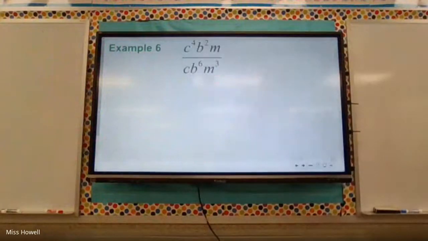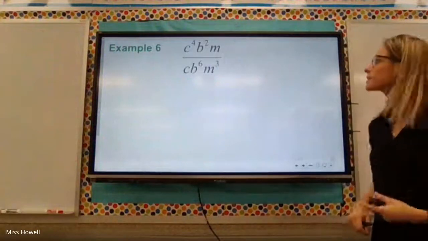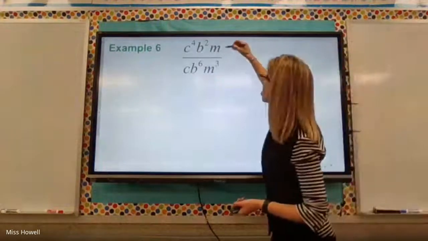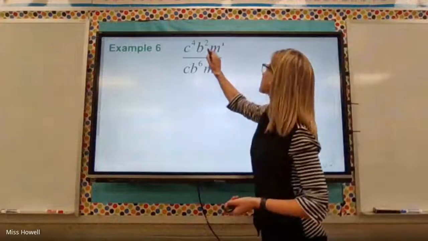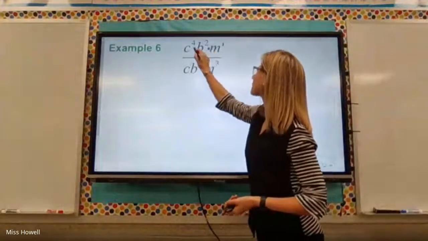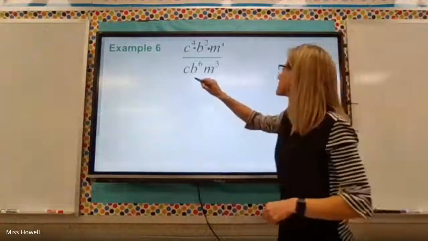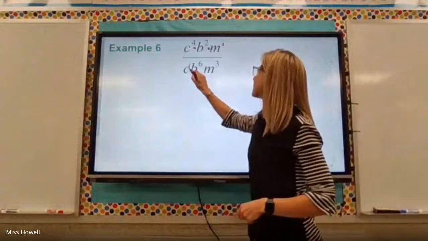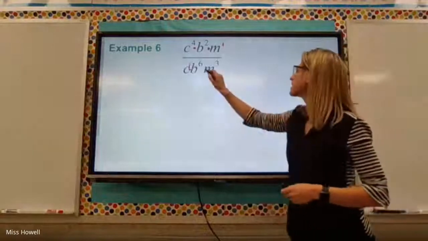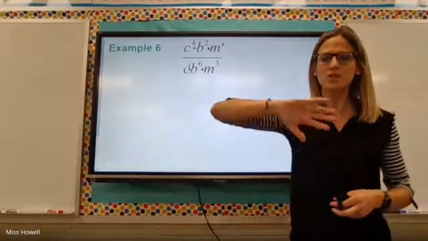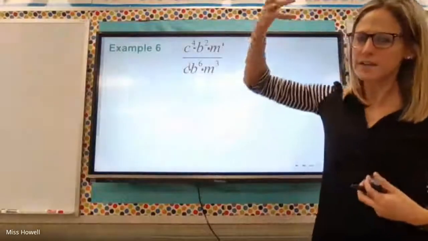All right, number 6. We have a c to the 4th times b squared times an m. Remember, that's an m to the 1st. It might be helpful here to put your individual dots in there to remember that those are individual things we're multiplying together. On the bottom, we have a c to the 1st times a b to the 6th times an m to the 3rd. Now, the first thing I want to look for is just on the top, is there something I can do to simplify, and just on the bottom, right?